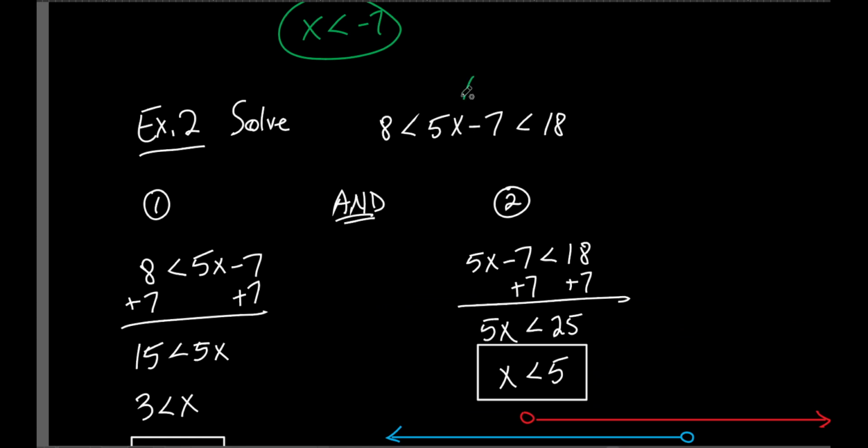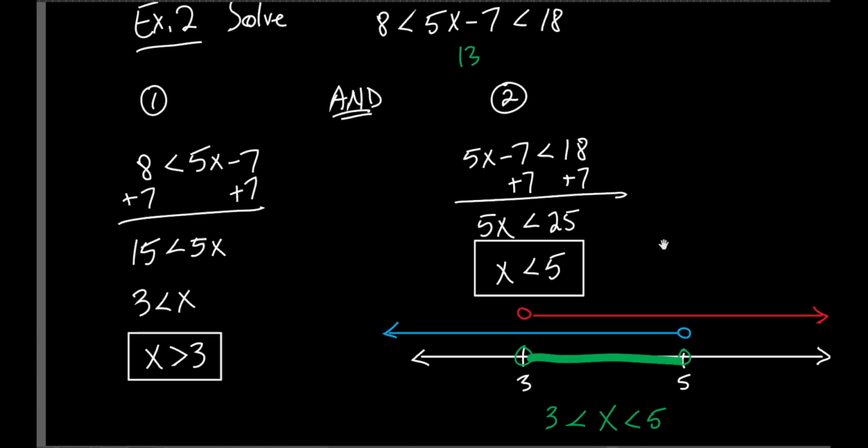So now what's an easy number? We could do decimals, but do I really want to put a decimal in there? So what's between 3 and 5? A 4. All right, so let's put a 4 in for this and see if it works. 5 times 4 is 20. 20 minus 7 is 13. Is 13 between 8 and 18? It is.